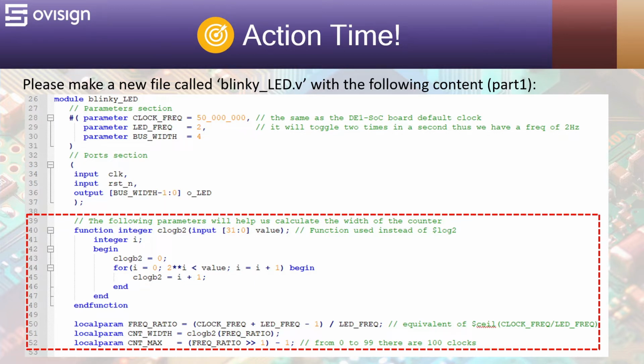At line 50, we declare a local parameter that gets the ceiled value of the ratio between the clock frequency and the LED frequency. Local params cannot be changed from outside the Verilog module, while parameters can be changed. At line 51, we calculate the number of bits our counter needs by computing the base 2 logarithm of the freq ratio parameter. The local param from line 52 is used to clear the value of our counter at half the value of the frequency ratio. We subtract 1 because our counter starts from 0, and if we had a maximum value of 100, then we need to count from 0 to 99.